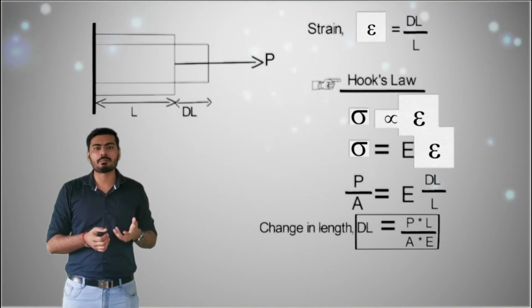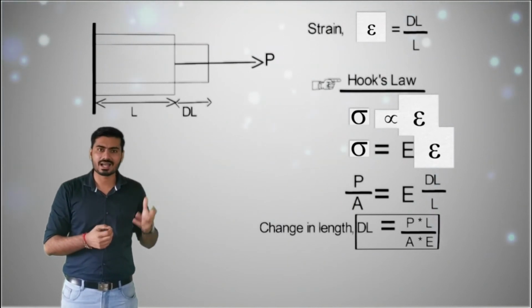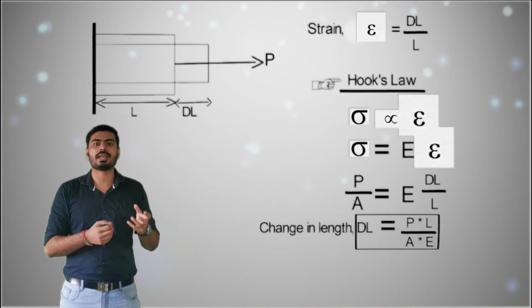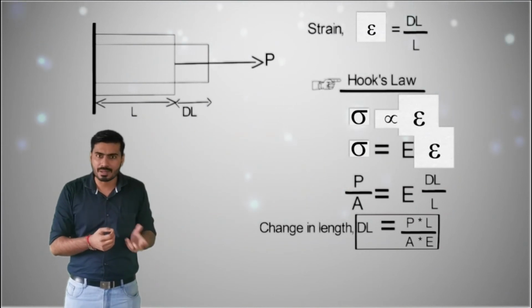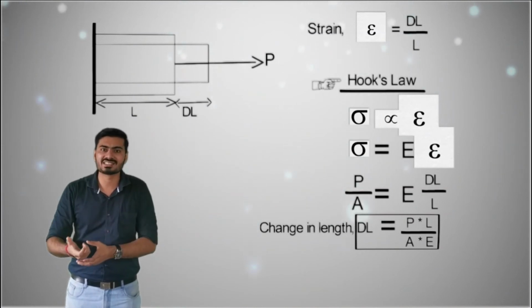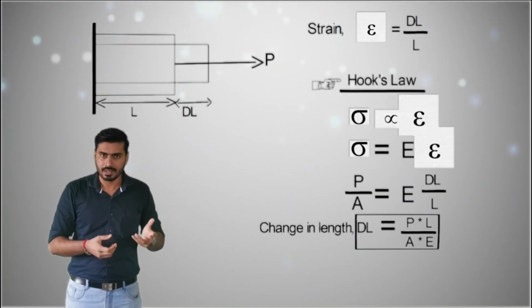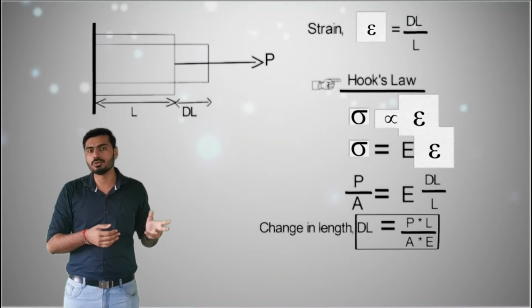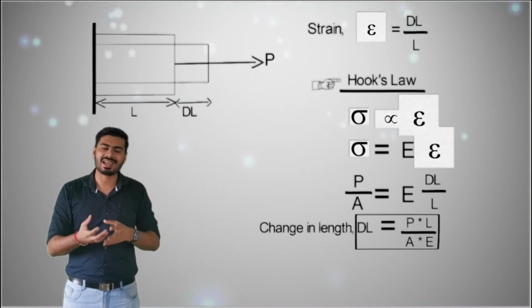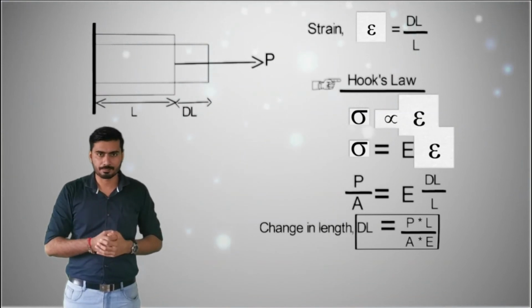Instead of Newton per meter square, in our examples we can utilize Newton per mm square, because in most of the examples the components will have their dimensions in mm, and that's why we will most probably be utilizing the unit Newton per mm square.